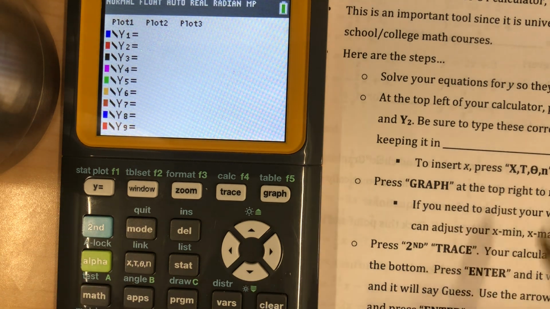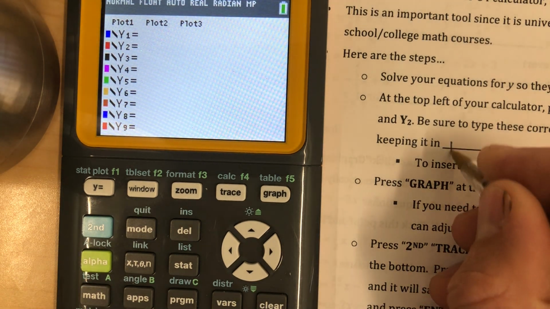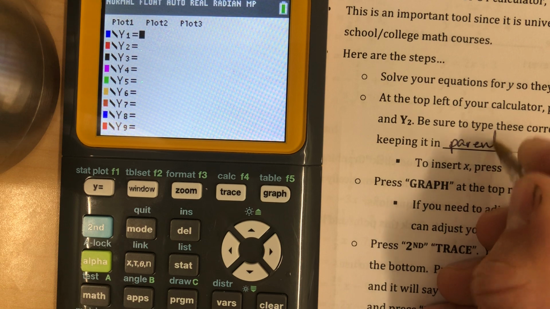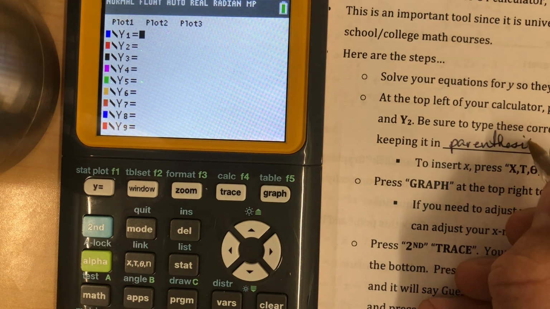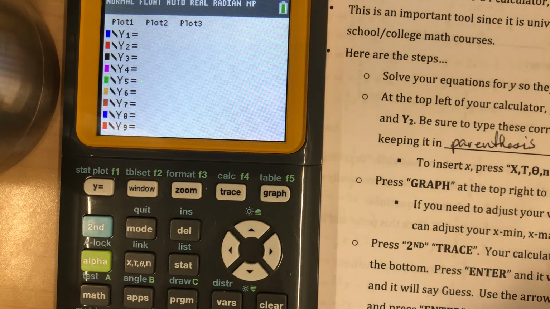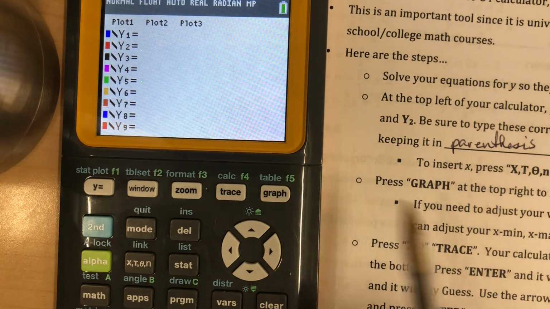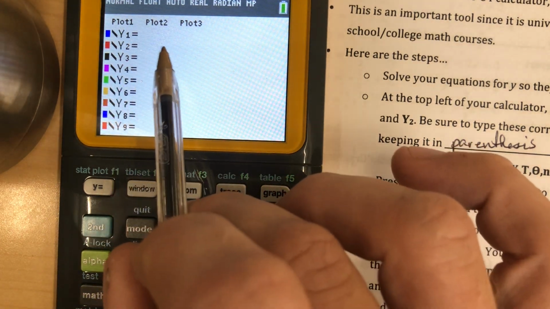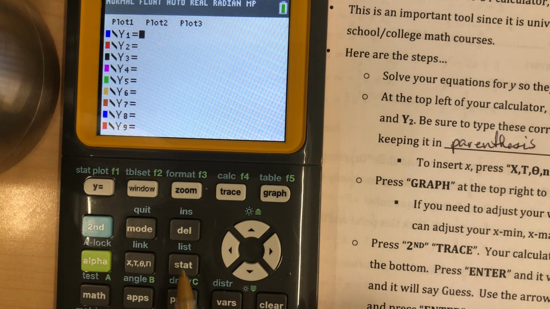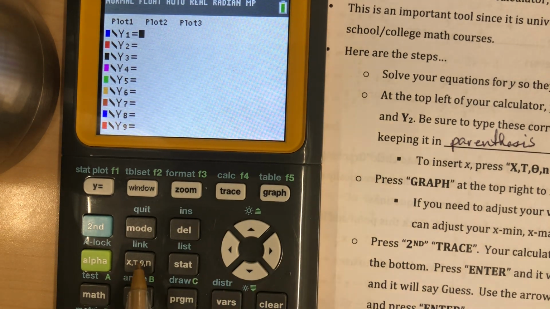If your slope is a fraction, I recommend keeping it in parentheses in front of x. The reason we do this is to actually get the fraction in the calculator correctly. There is a mode in here where you can add a fraction, but I think it's just as easy to put them in parentheses. To insert x, you're going to hit this button right here with the x, t, theta, n. It's to the right of the green alpha button.